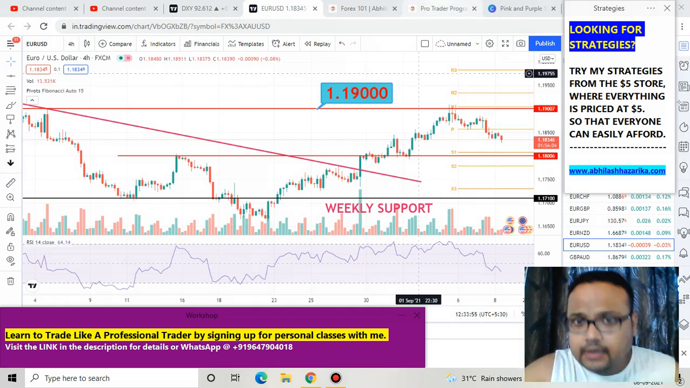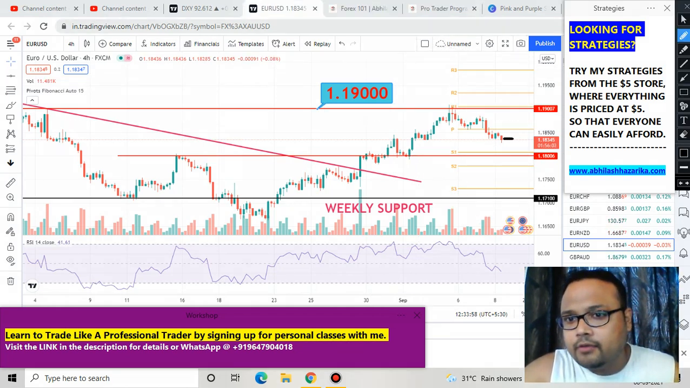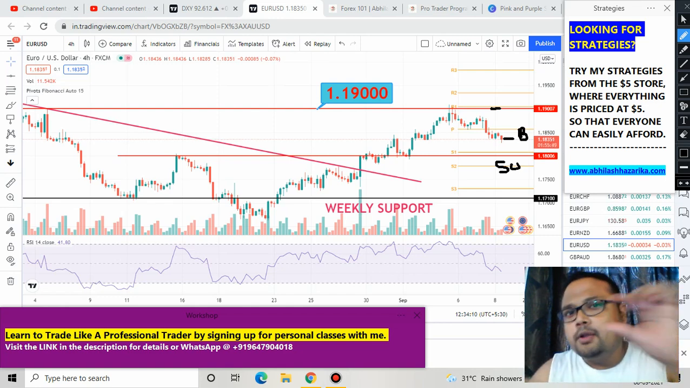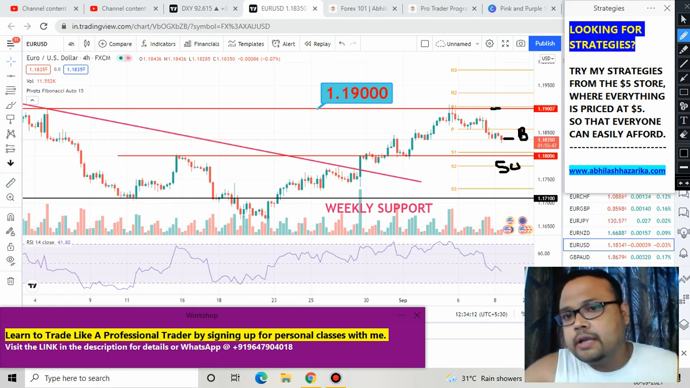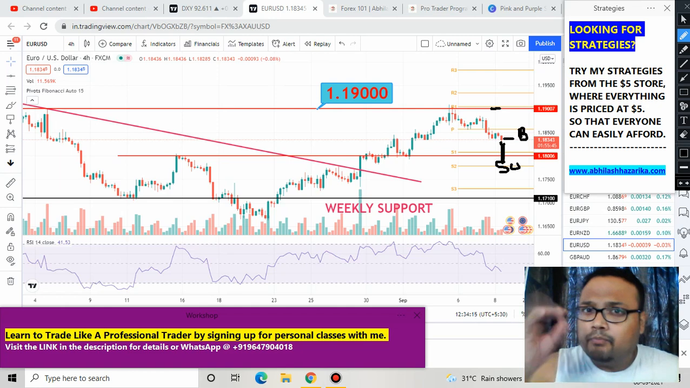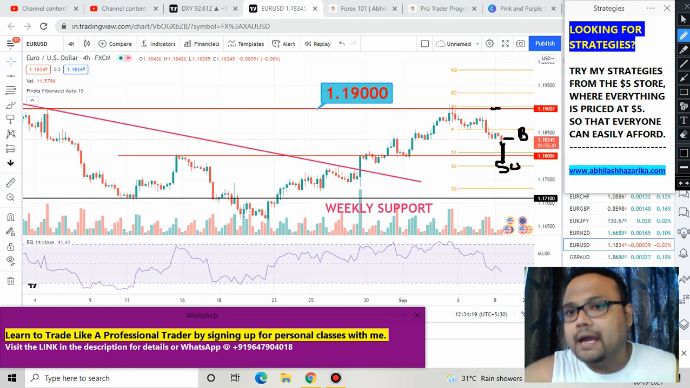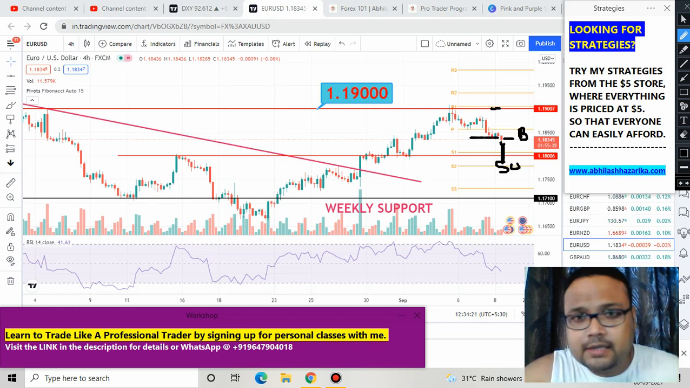If you are thinking of going for a buy here, then your stop loss will be below this line, and this will be your take profit target. If you go for a buy here, your risk to reward ratio will be in your favor, but your risk is very large, you are taking this much risk, and moreover there is no proper logic to go for a buy here. There is no logic to place a buy order.